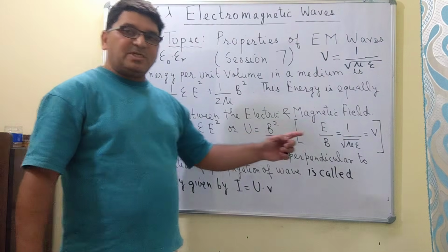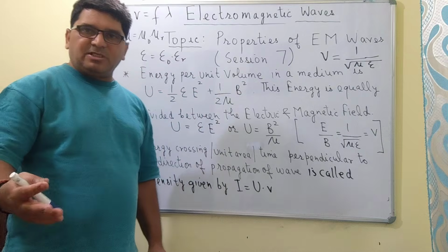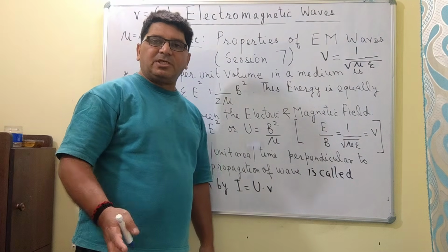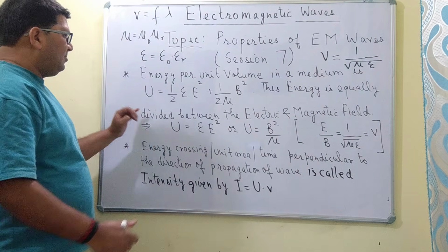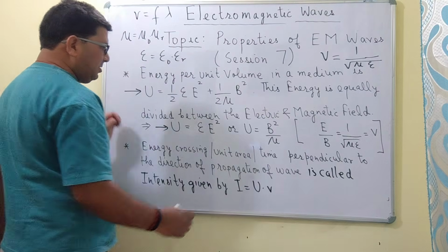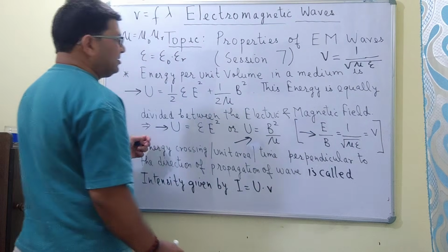If the medium is free space, then this E/B will be equal to C, where C is the velocity of the electromagnetic wave in free space or vacuum, which is equal to 3 × 10⁸ meters per second. So this is an important relation. This is also an important relation, this is also an important relation, and this is also an important relation.